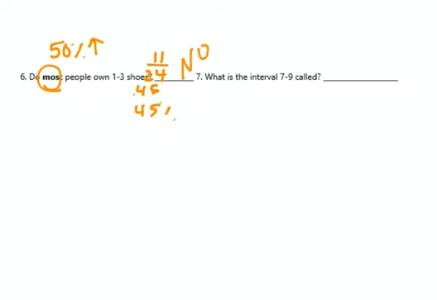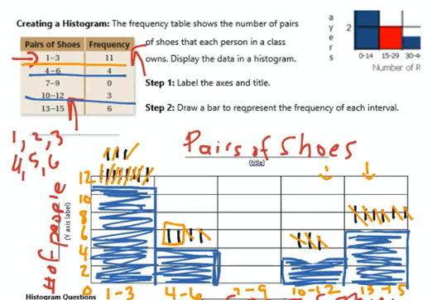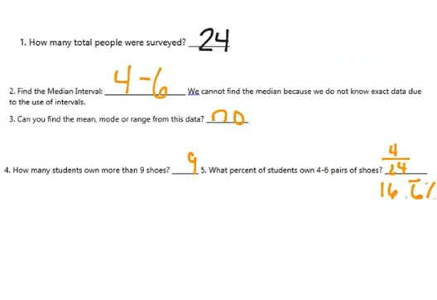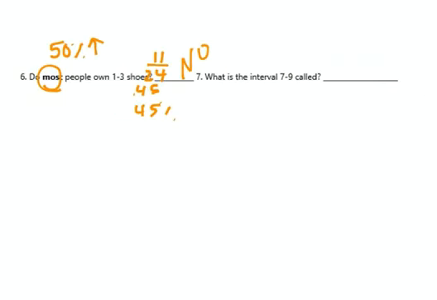And the last question, number 7, is what is the interval 7 to 9 called? If you look back at 7 to 9, there was no data in there. We talked about that earlier. If there's no data, we call it a gap interval. And that is a vocabulary term you will need to know.